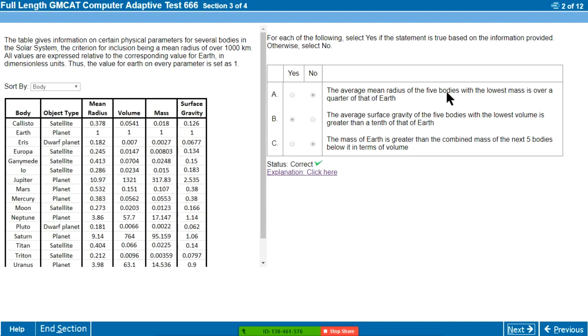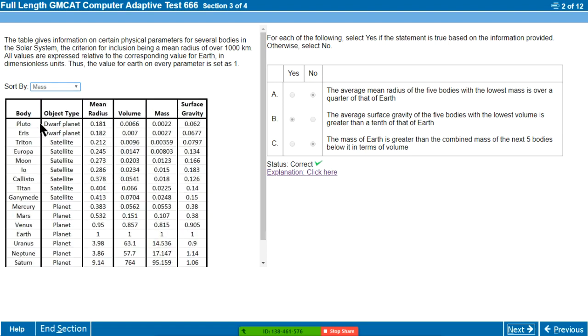The average mean radius of the five bodies with the lowest mass. So with the lowest mass means I need to arrange first of all the bodies by the mass. These are the five bodies: Pluto, Eris, Triton, Europa, and Moon with the lowest mass. And we need to find their average mean radius and compare that with Earth. It is given that the Earth value is set as 1. So it is sort of the reference. All other values are in a ratio to the value of that of Earth.